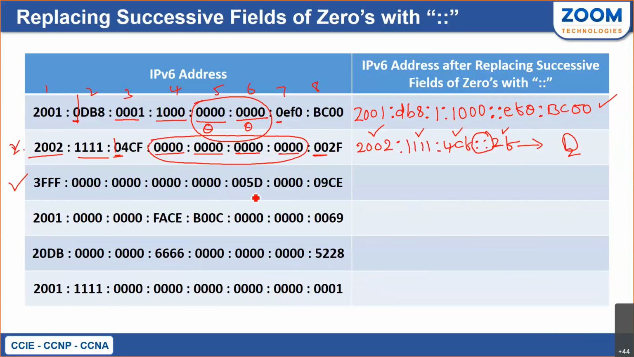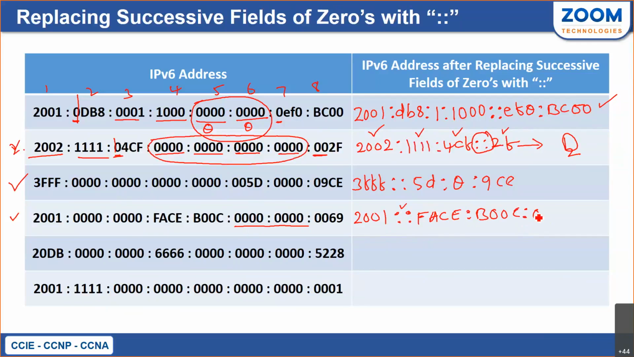Right. Let me write all the examples clearly. So this is 3F double colon 5D colon 0 colon 9CE. The next example: 2001 colon double colon ACE colon B0C. Can I use double colon again here? If we have multiple fields, can I use it again? No. Already we have used it, so we can't use it again.